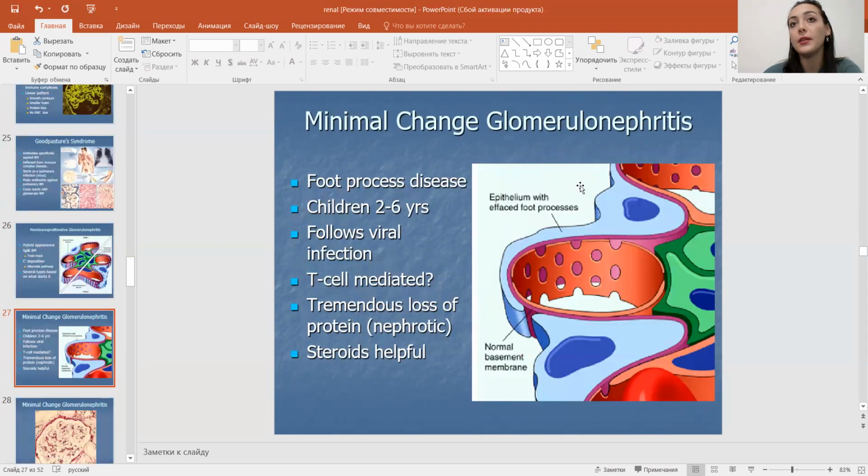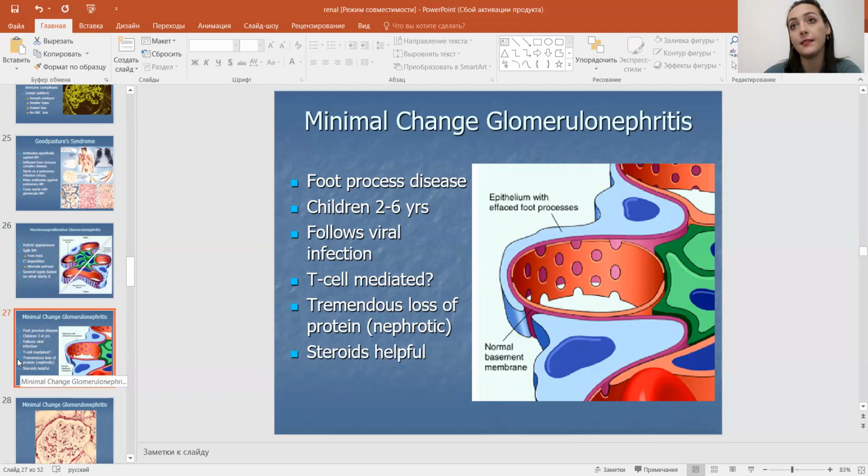Minimal change glomerulonephritis. Foot processes disease. Children between 2 and 6 years, follows a viral infection, T-cell mediated, tremendous loss of protein, nephrotic, steroids helpful. Epithelium with effaced foot processes. You can see a normal basement membrane, but there is destruction of the foot processes or podocytes.